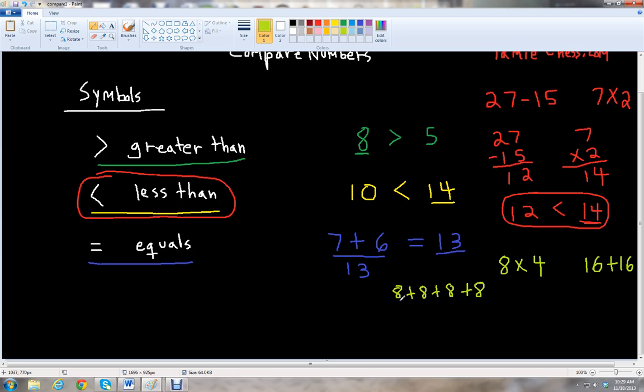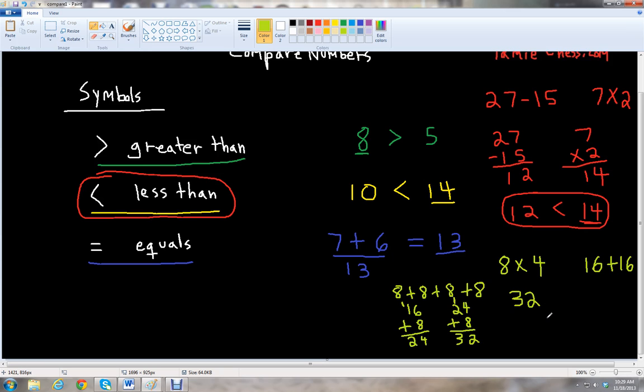And then 8 plus 8 is 16. And let's do 16 plus 8. 6 plus 8 is 14. Carry the 1. 1 plus 1 is 2. 24. 24 plus 8. 4 plus 8 is 12. Carry the 1. 1 plus 2 is 3. 32. So we'll have 32 here.